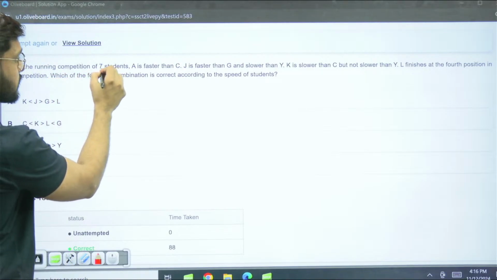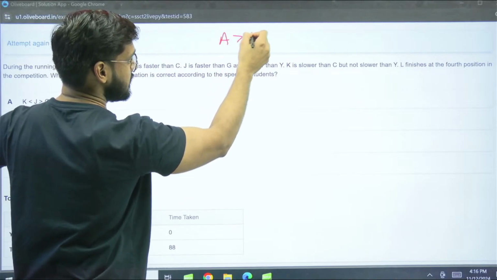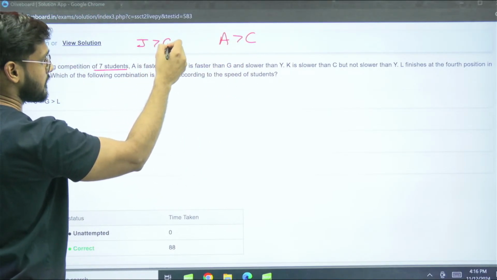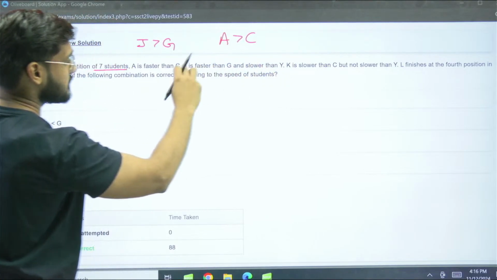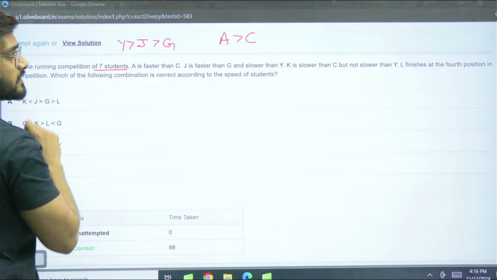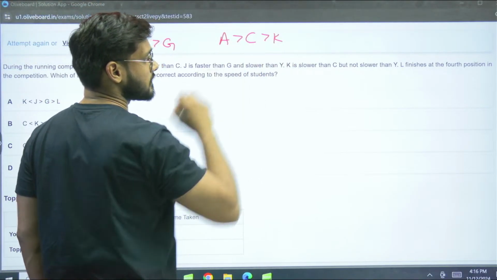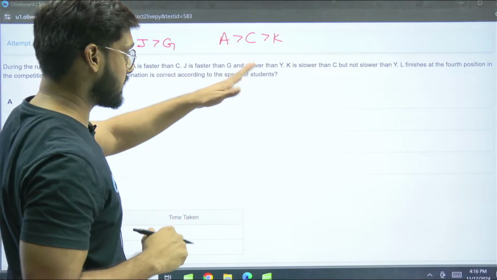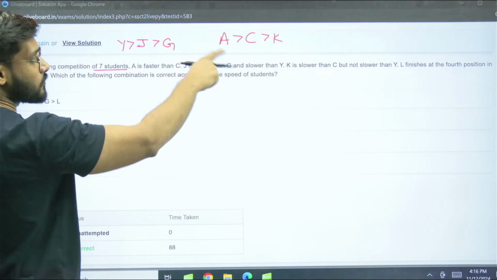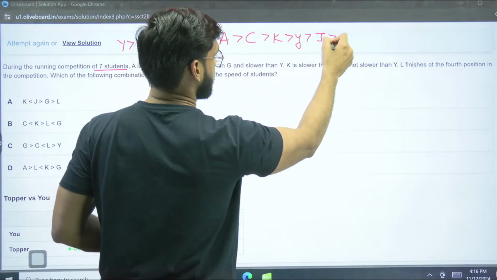During the running competition of 7 students, A is faster than C. J is faster than G, and slower than Y. So Y will be faster than J and G. K is slower than C, so K will come after C. But K is not slower than Y, so K will be faster than Y. So after K, Y, J and G will come.